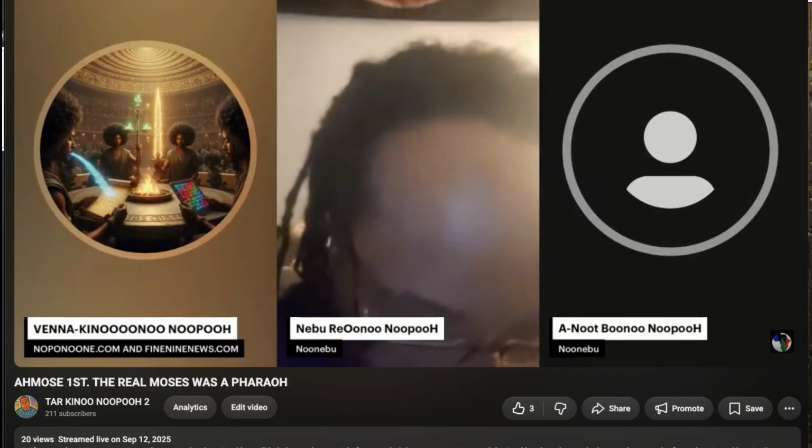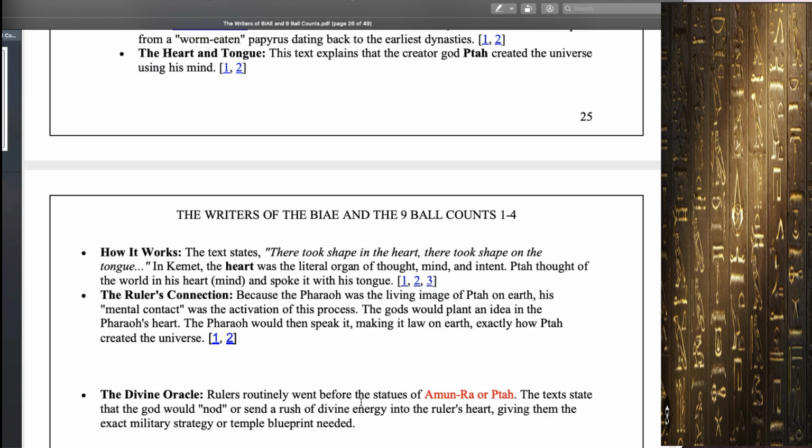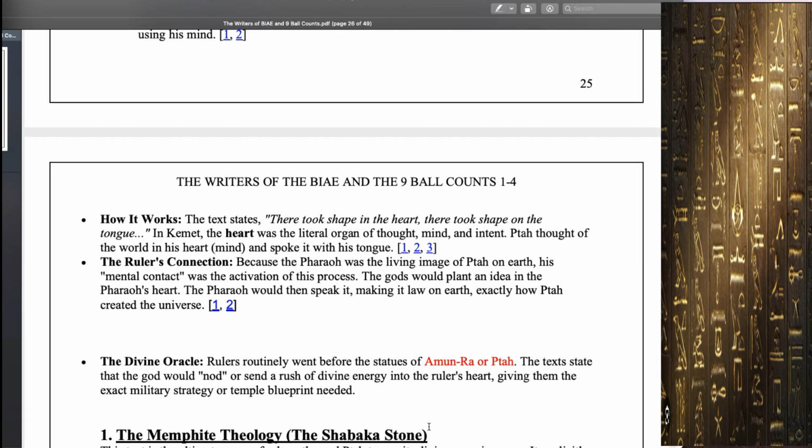All right. The divine oracle. Rulers routinely went before the statues of Amun-Ra or Ptah. The text states that the god would nod or send a rush of divine energy into the ruler's heart, giving them the exact military strategy or temple blueprint needed.